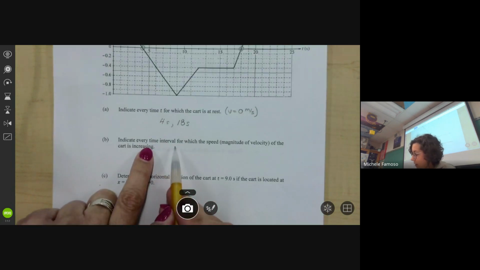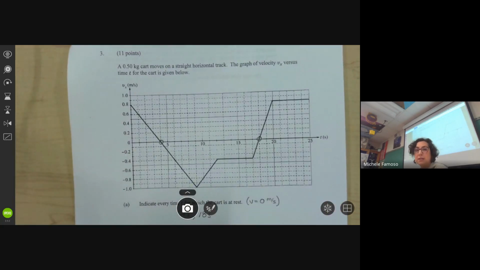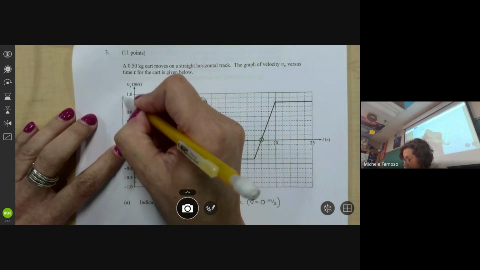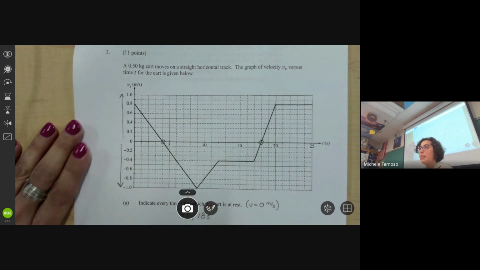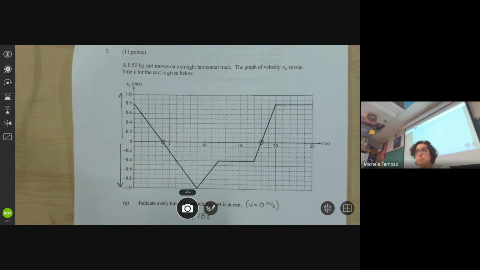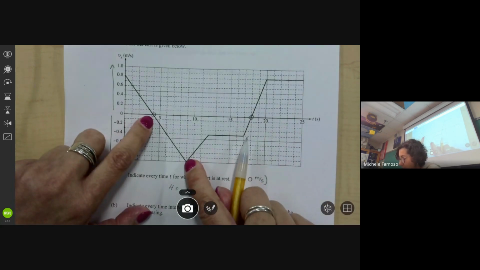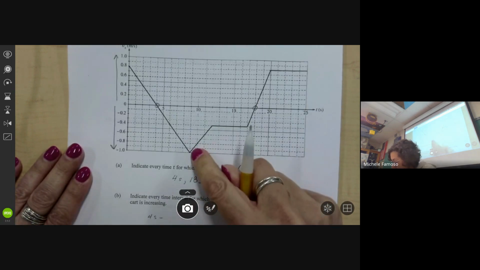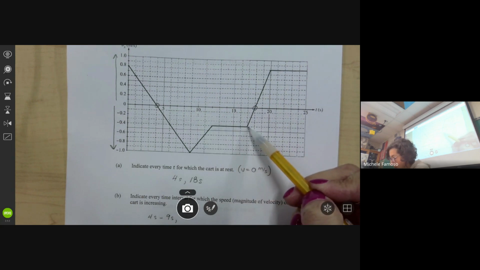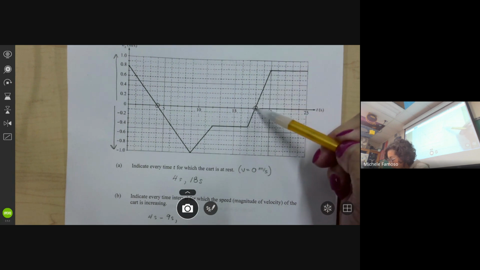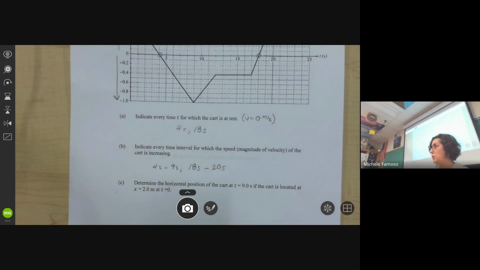Now, indicate every time interval for which the speed, which means the magnitude of the velocity, is increasing. These are your velocities. How do you increase your velocity? You go from 0 to a bigger number. You either need to go up or you need to come down. That's the only way you increase speed. You learned that in Regents too. So where does that happen? That happens between here and here, which is between 4 seconds and 9 seconds. And then, nope, this is slowing down. That's constant speed, slowing down. Now I'm going to speed up again. That's 18 seconds, and that ends at 20 seconds. You got 1 point for each correct time interval.